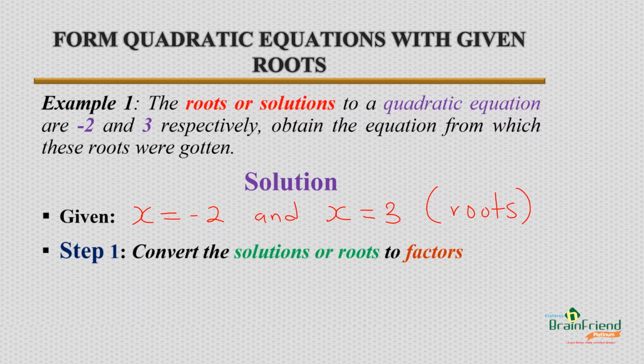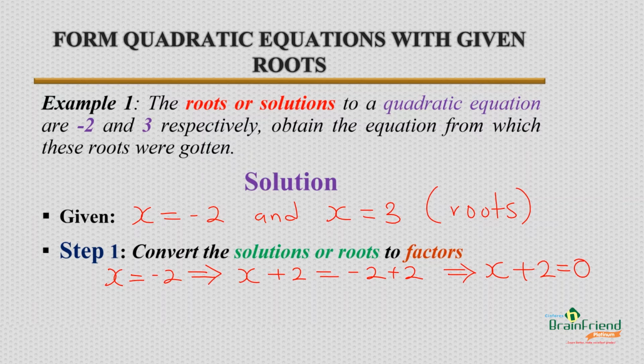Next, convert the solutions or roots to factors. How do we do that? We simply say x equal to -2 now implies x plus 2 equal to -2 plus 2. What I just did was to add 2 to both sides. And then I'll get x plus 2 is equal to 0. This is my first factor.